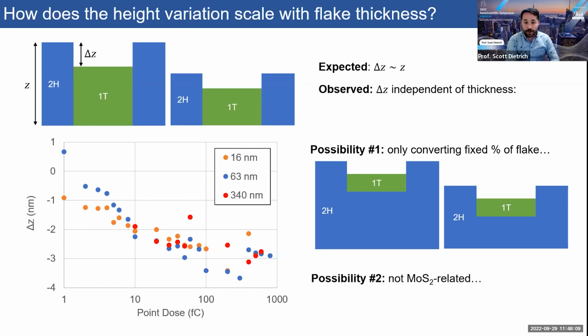Or what could be happening is that it's not MoS2 related at all. This is a high energy beam of electrons. Even for our hundreds of nanometers thick MoS2, it's very likely that a lot of this beam is just passing right through the MoS2 into our substrate.